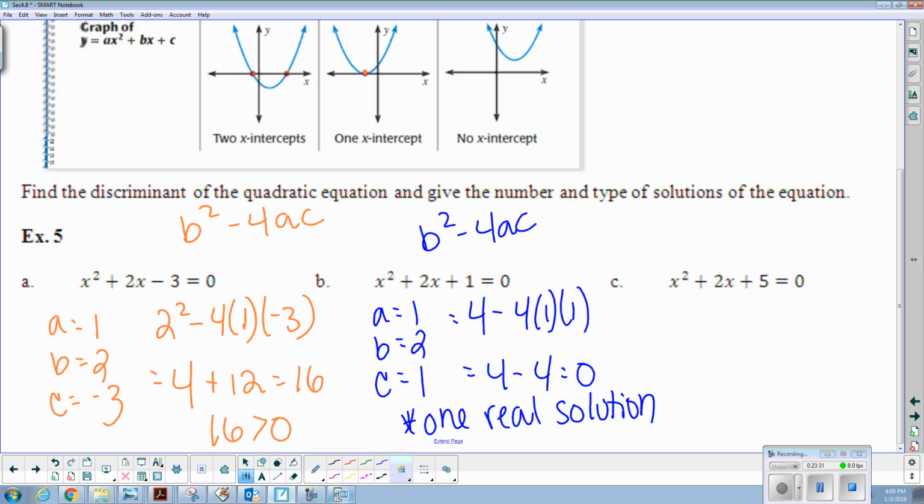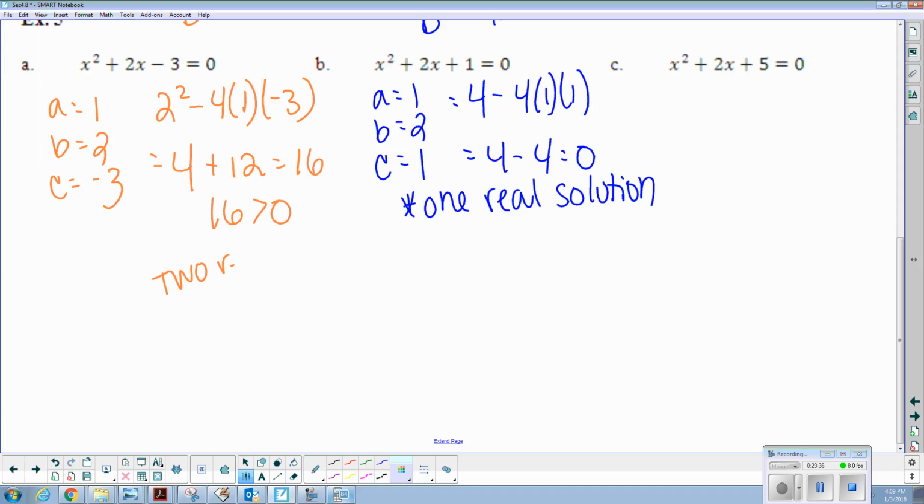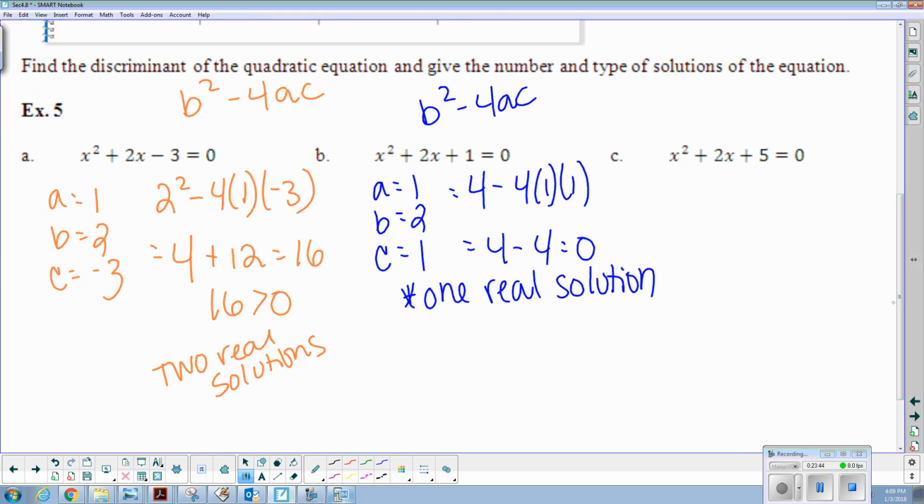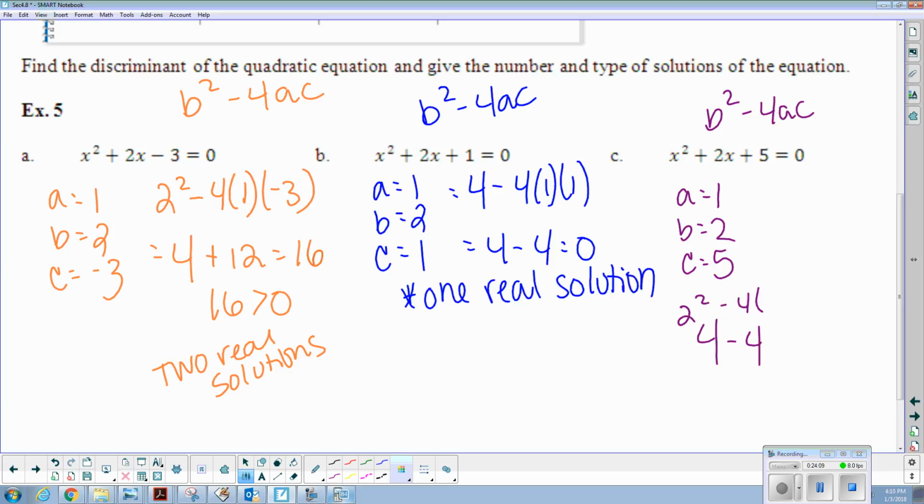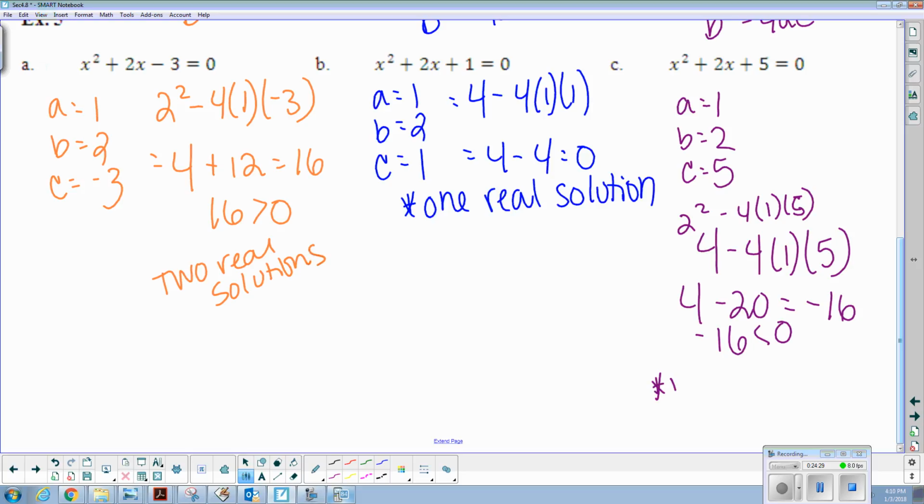And this last one, we have 2 real solutions. And we'll check these all at the end. All right, and then our third one, again, our discriminant is b squared minus 4ac. So a is 1, b is 2, c is 5. So b squared is 4. That's 2 squared. So 4 minus 4 times 1 times 5. That's 4 minus 20, which is negative 16. Negative 16 is less than 0. So we have 2 imaginary solutions.